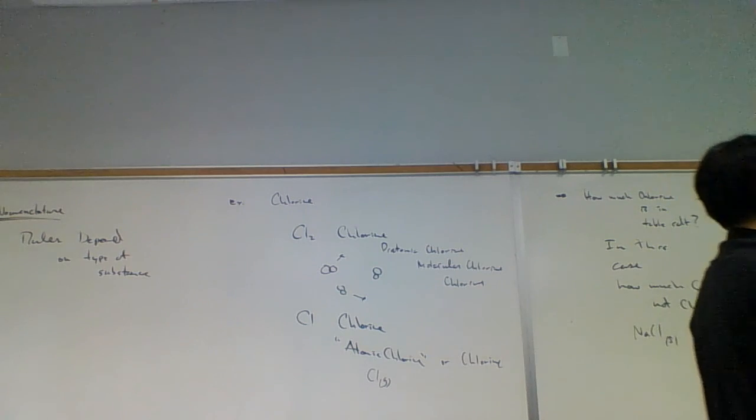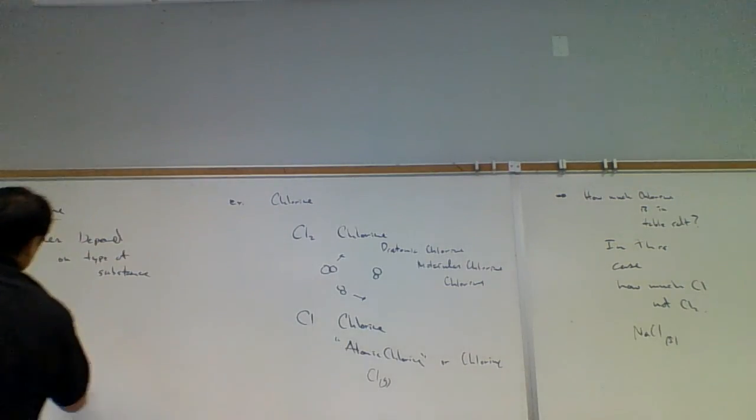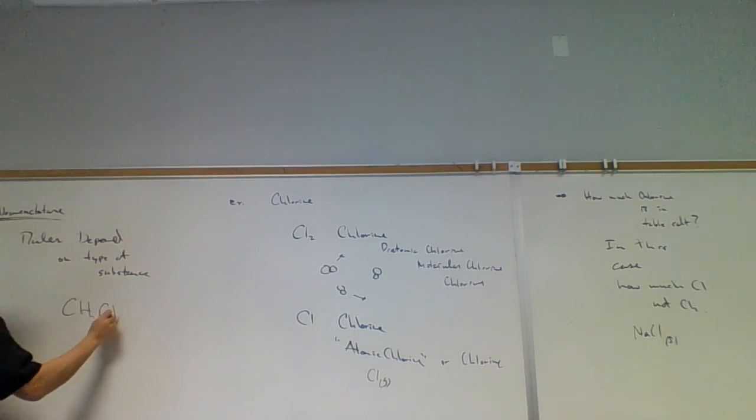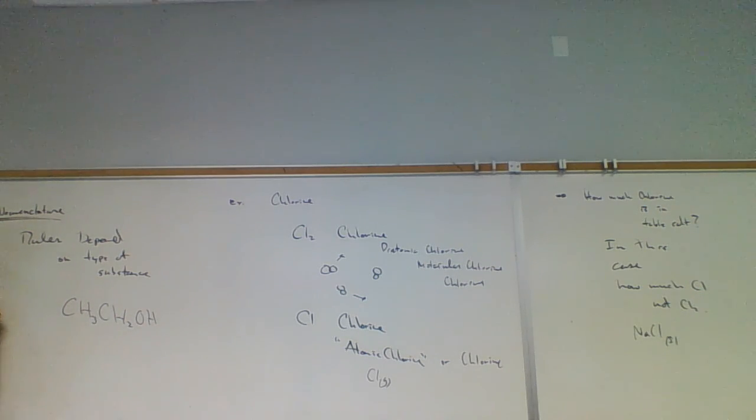Anyway, getting back to this, it is CH3, C with 2 hydrogens, so we call it CH2, and then followed by an OH. So this is called CH3CH2OH. We typically write it like this: CH3CH2OH. This is what we call a condensed structural formula, because we're taking that structure over there and condensing it into a formula.